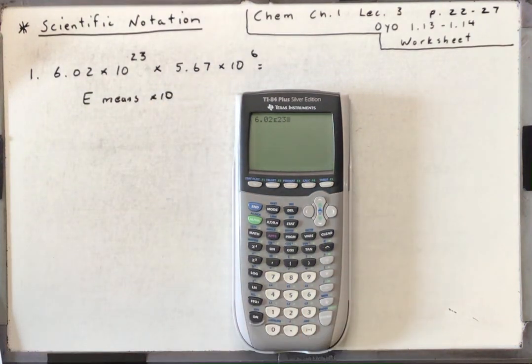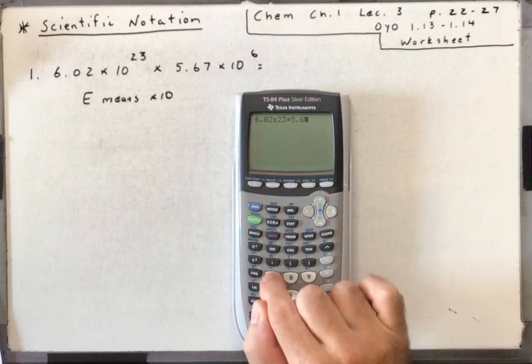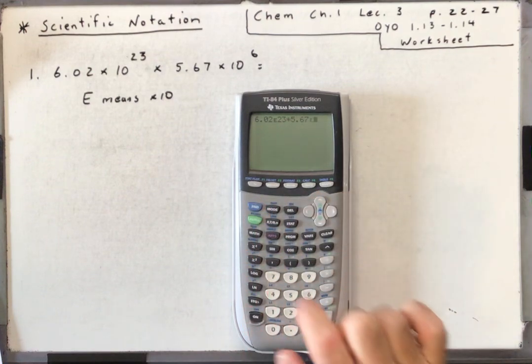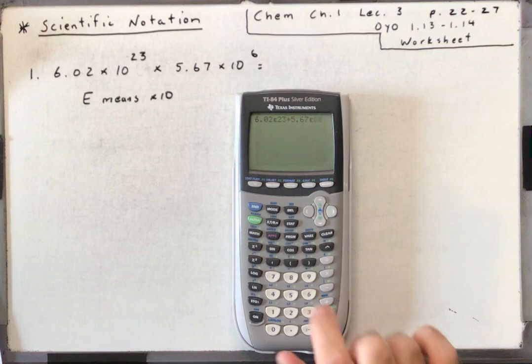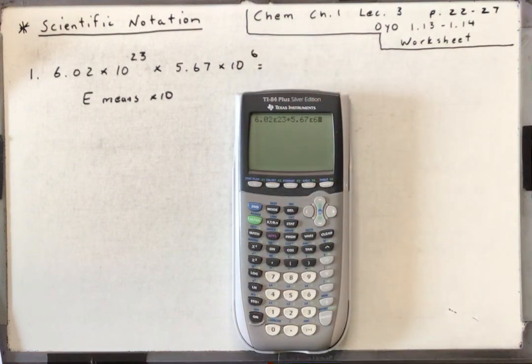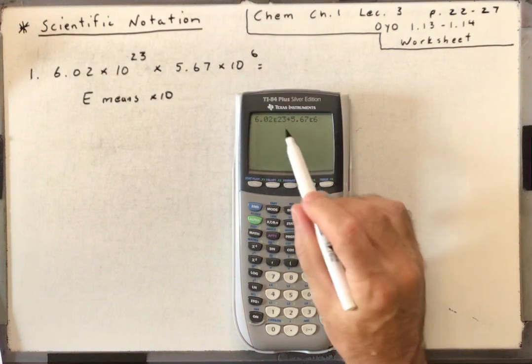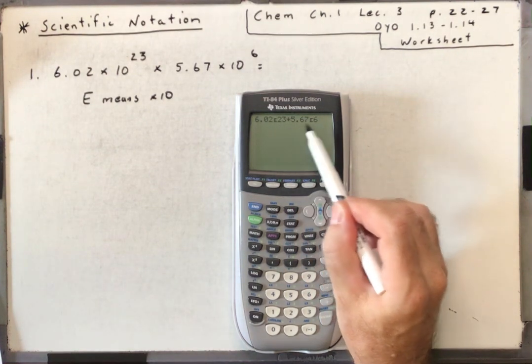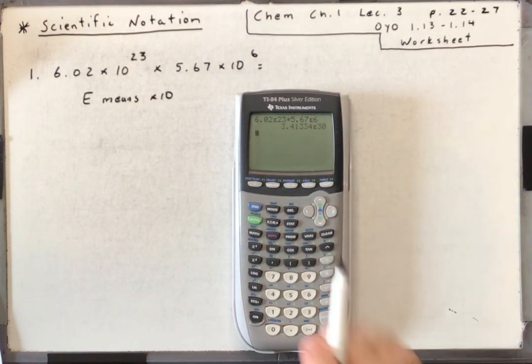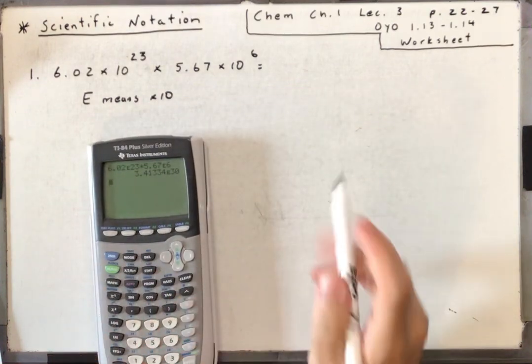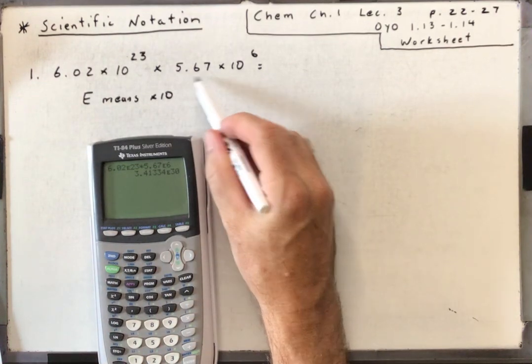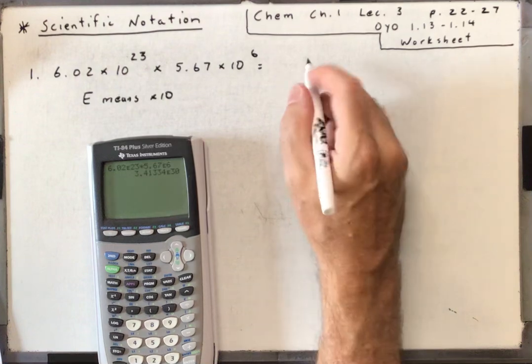on the calculator. And then times 5.67, do the second function, double E, and then a 6. Don't put a 10. The E means times 10, so don't put any 10s in there. Just E23, E6. Hit enter, and the answer you get, we're going to round this to 3 decimal places because that's how many significant figures we have.